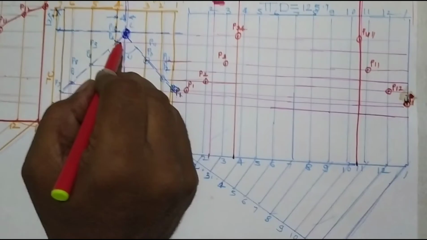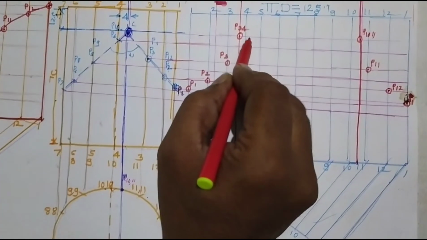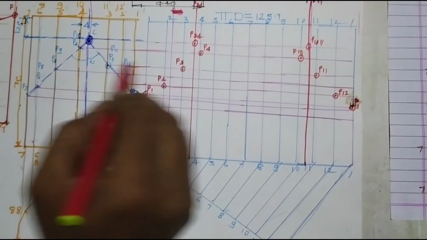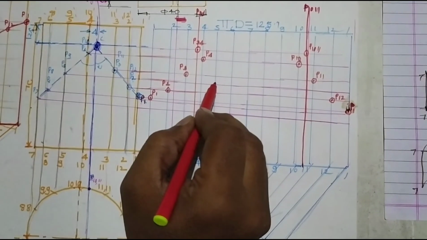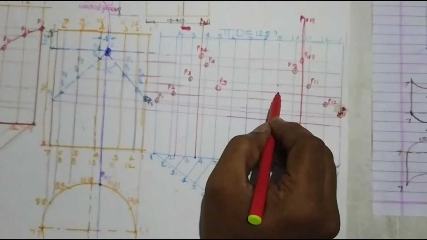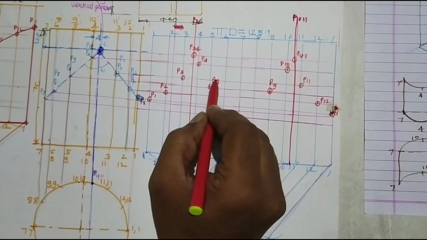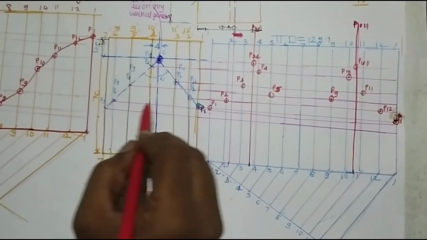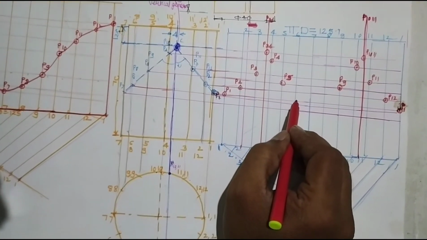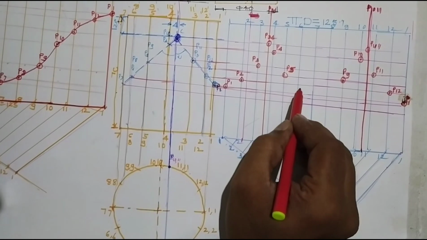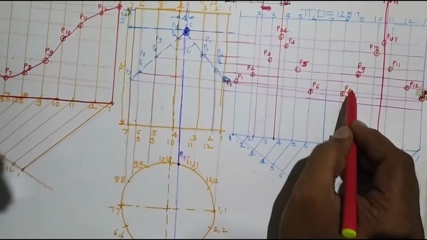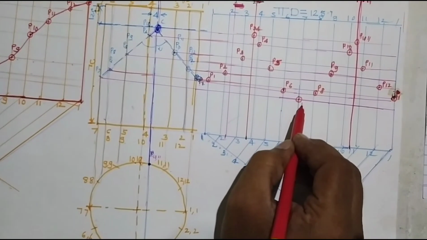Now this is the point P4 and P10. This is P4 and this is P10. This is the point P5 and P9. This is P5 and this is P9. This is P8 and P6. This line is P8 and P6. This is P6. Where is 8 here? This is P8. This is the point P7.